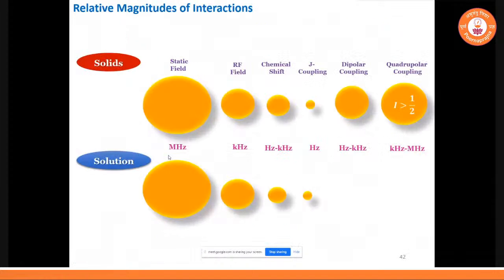Now, if you see the relative magnitude of interactions for solids and solution, we have a big static field, we have the RF field in the range of kilohertz, we have chemical shifts, and we have J coupling. But in solids, we usually ignore J coupling because of the dipolar coupling, which is in the range of kilohertz. Of course, in solids we have to deal with one more interaction, quadrupolar coupling, when you have a spin quantum number greater than half. Right now I'm ignoring this. If the spin quantum number is equal to half, then quadrupolar coupling never comes into the picture.